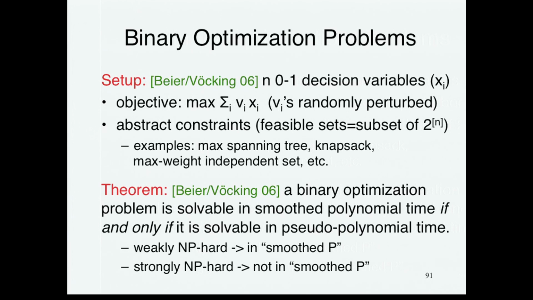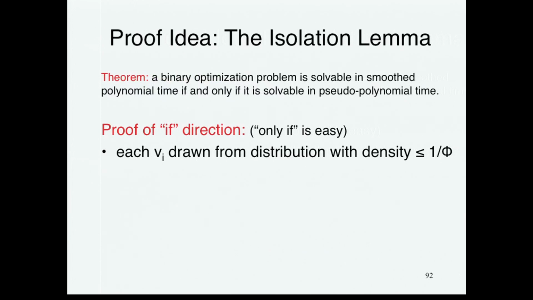So let me say a little bit about the proof. This will be the one thing I say a little bit about the proof in part 2, in particular because there's a nice connection to a famous result called the isolation lemma. So I'm only going to talk about the if direction. The only if direction is easy. That would just say, if I promise you that you can solve something quickly under perturbations, then you could solve it in pseudo-polynomial time. And that you just prove by taking a suitably small random perturbation.